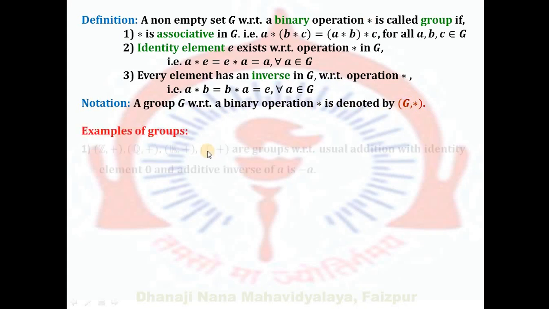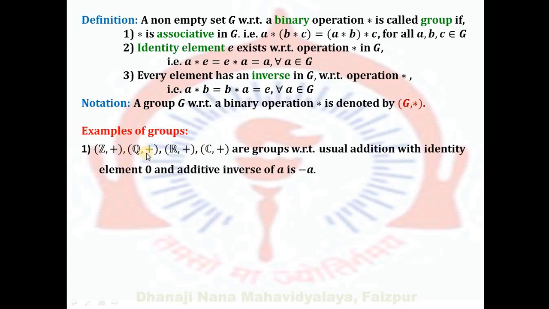Now examples of groups. So (Z, +), (Q, +), (R, +), (C, +) are all groups with respect to the usual addition operation, with identity element 0 and the additive inverse of a is minus a. So here the operation is addition, so we know that with respect to addition the identity element is 0 and the inverse of a is minus a. So all those four sets form a group with respect to the usual addition operation.